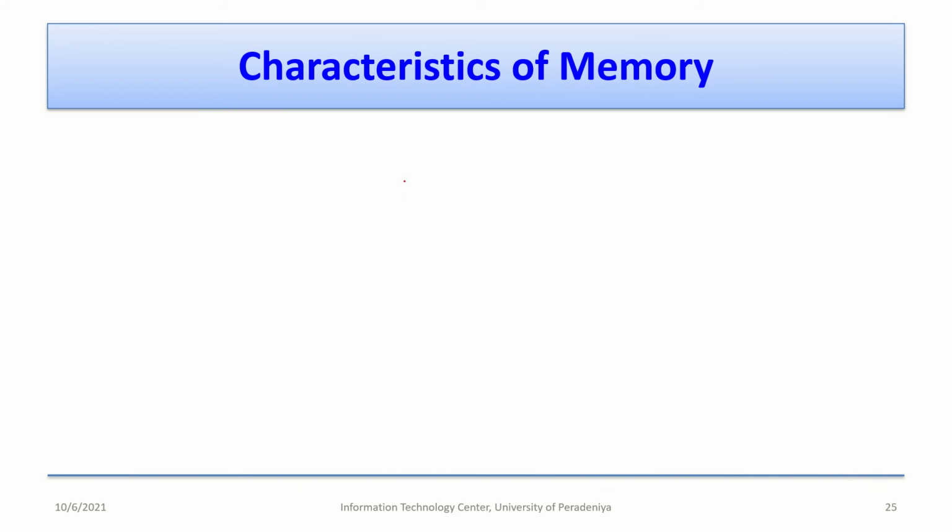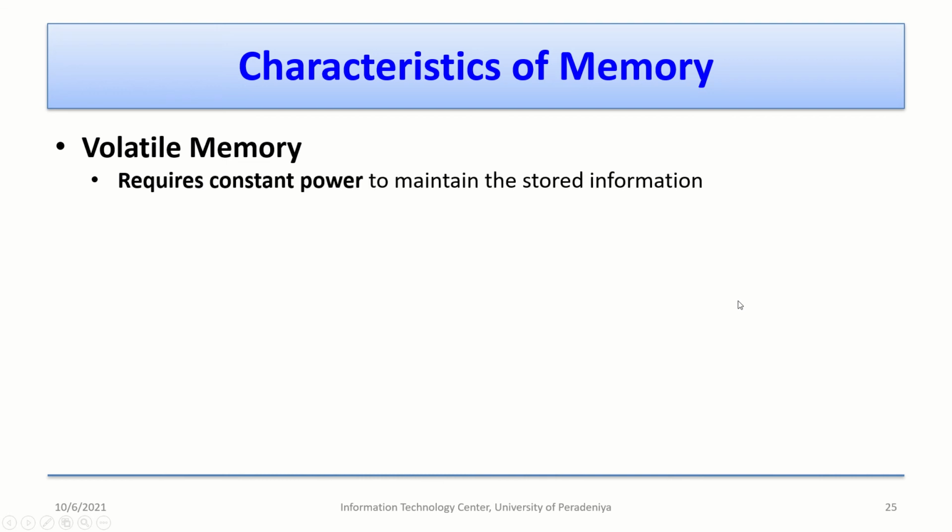And then the next one is: what are the main characteristics of memory? In here we have to discuss two main characteristics. The first one is volatile memory. Volatile means it requires a constant power to maintain stored information. If it requires a constant power to maintain the stored information, we call that volatile memory.